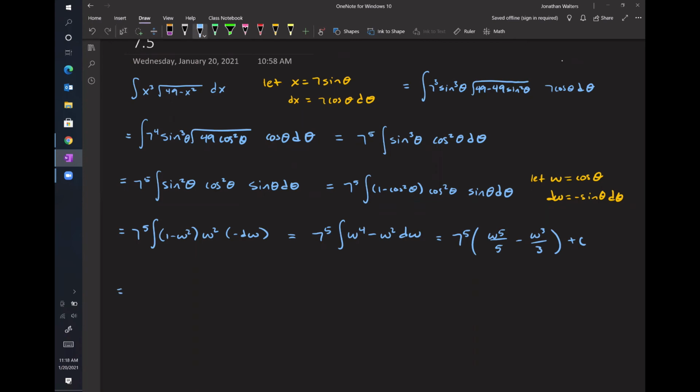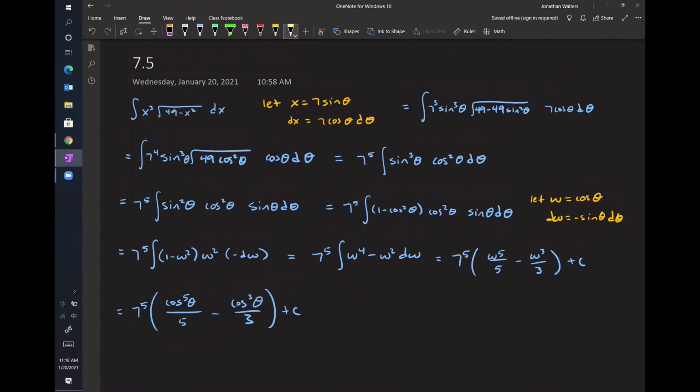So this is going to be 7 to the 5th power times cosine to the 5th power theta over 5 minus cosine cubed theta over 3 plus c. Now I don't really care about cosine theta. I want to get all the way back to x, which means I need to take this relationship right here, x over 7 equals sine theta, and draw a triangle to satisfy that relationship.